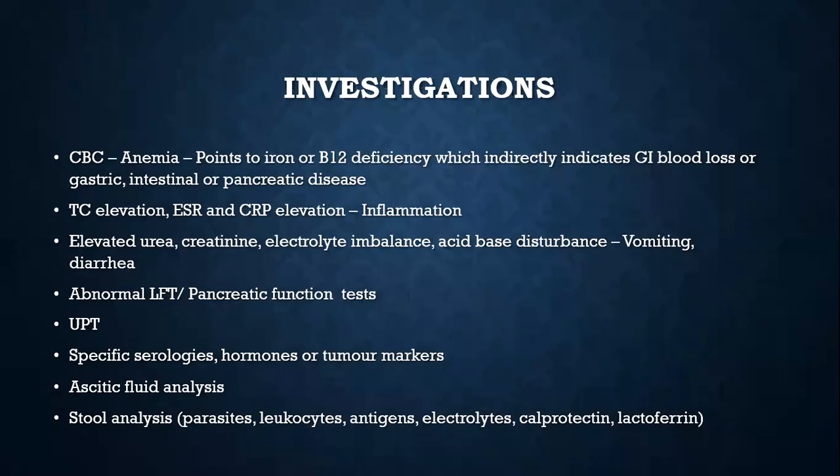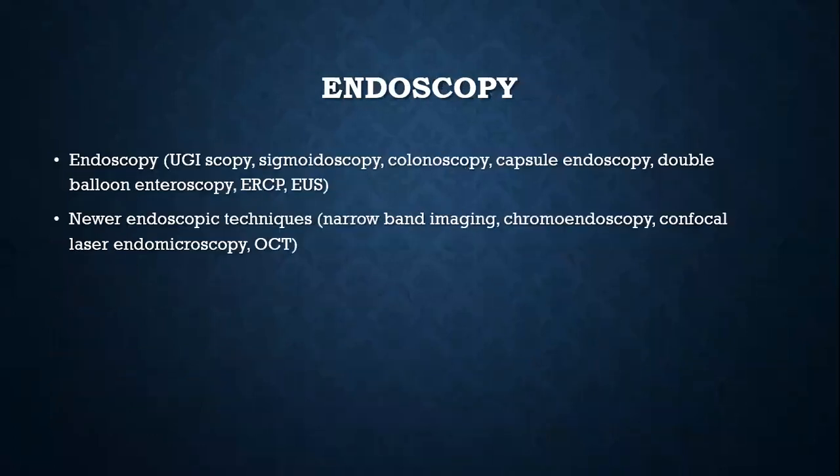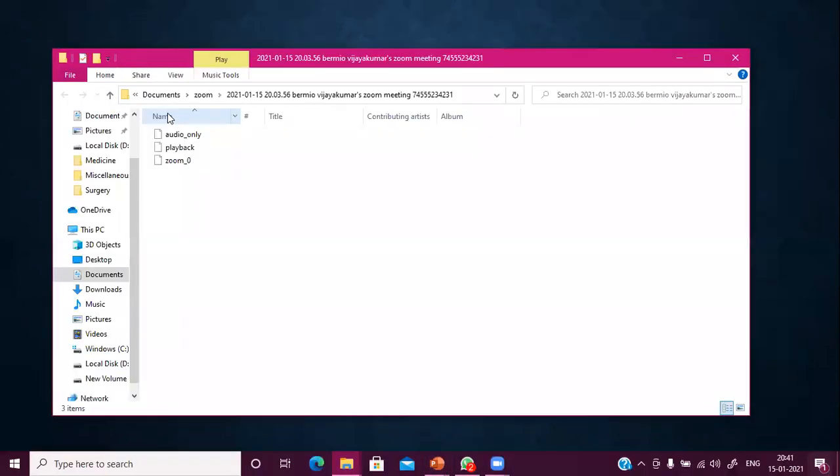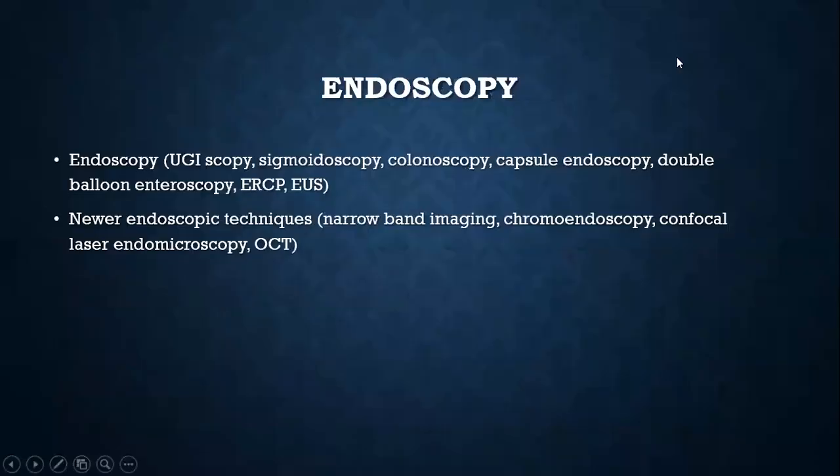And fecal calprotectin and fecal lactoferrin are inflammatory markers. If they are elevated, it means the diarrhea is due to an inflammatory bowel disease, and it may not be infected. So starting from a basic CBC to a simple stool analysis can guide us in coming to a diagnosis without going for some deeper investigations. And whenever we speak of GI, there's something which comes to our mind, and that is endoscopy.